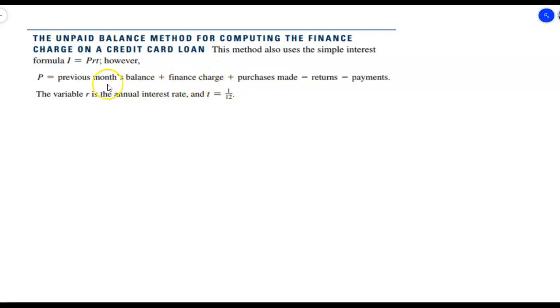Now the finance charge is your interest, but remember you're calculating a monthly interest. So you have to basically use T is equal to 1/12, because remember T is in years, so 1 month is 1/12 of a year. So that's why we're using 1/12 there. Plus any purchases made, minus any returns, minus any payments. All right, so let's go ahead and take a look at an example here.